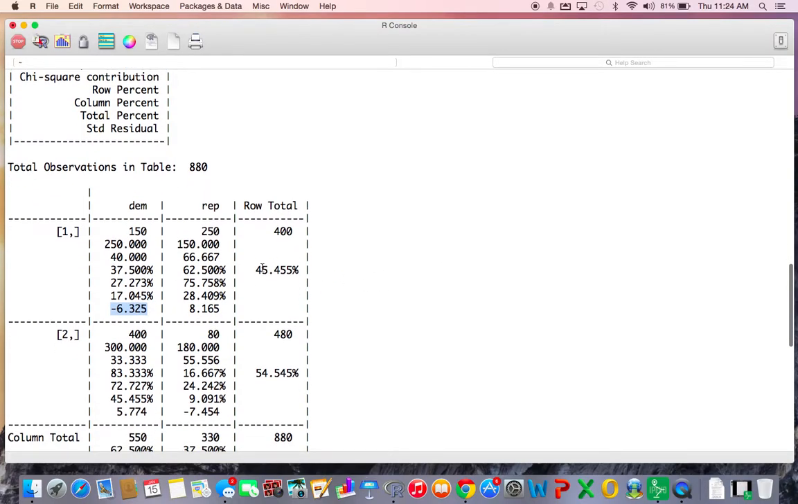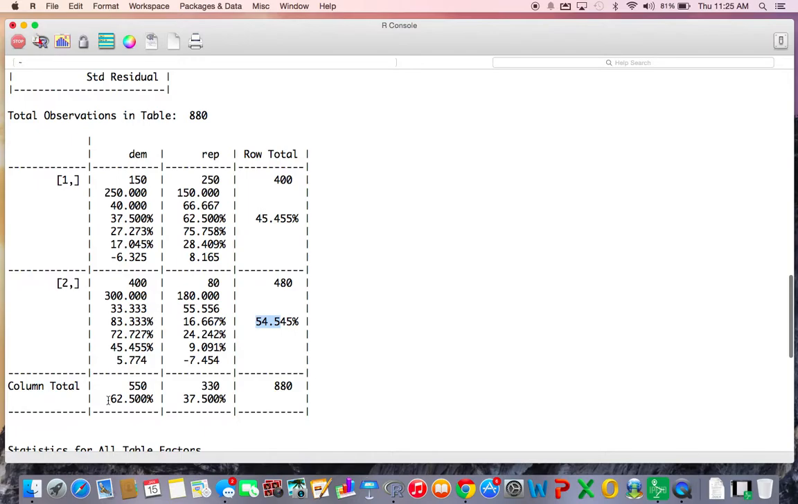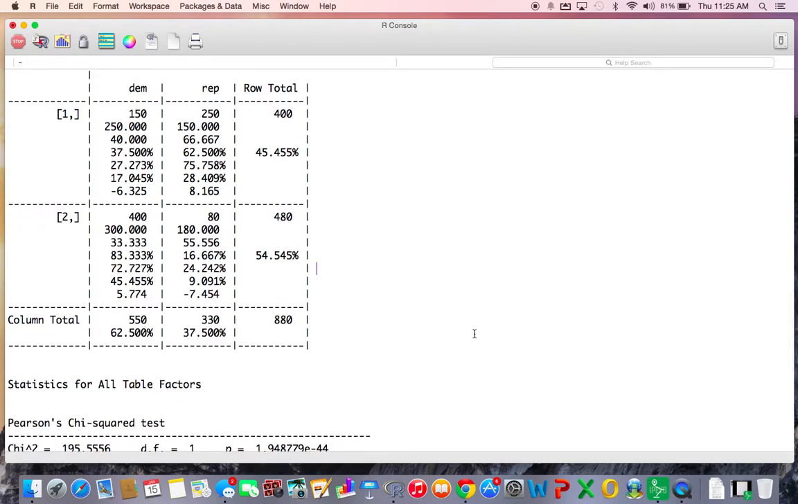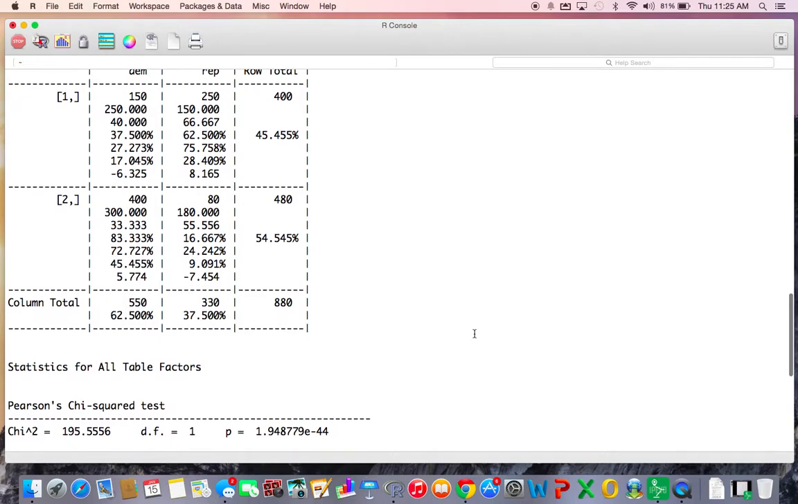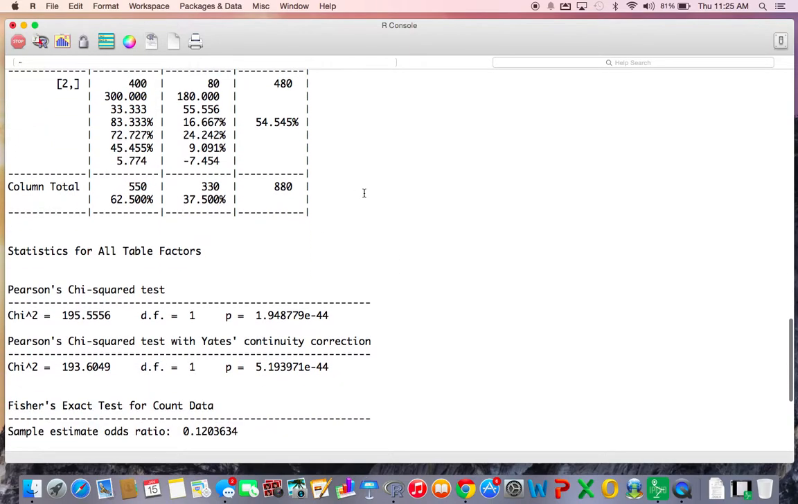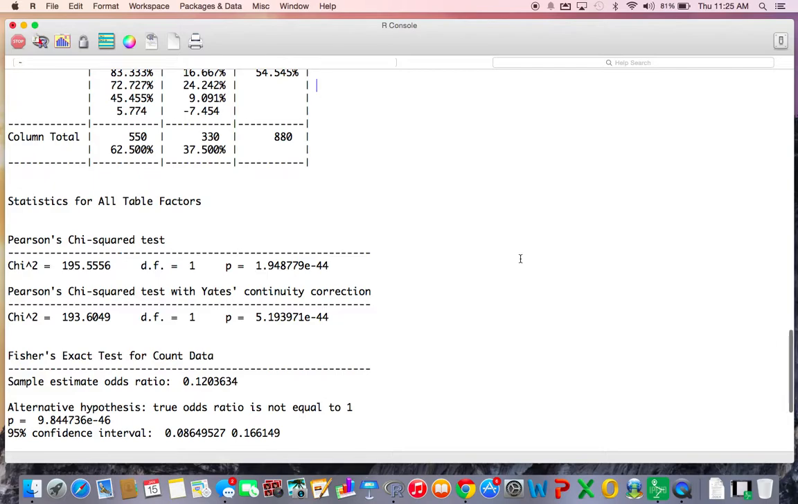Now, also, your row total, you can see that 45.5% of the participants were pro-life, 54.5% were pro-choice, 62.5% were Democrat, and 37.5% were Republican. So you get some decent descriptive stuff there. I'm working with a lady on her dissertation. She's doing a PhD in nursing, and it's little things like this that tend to throw her the biggest curveballs.